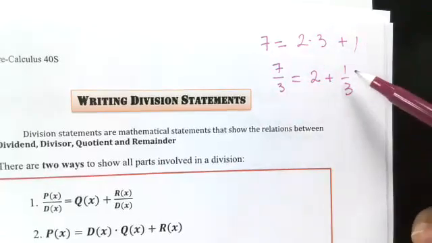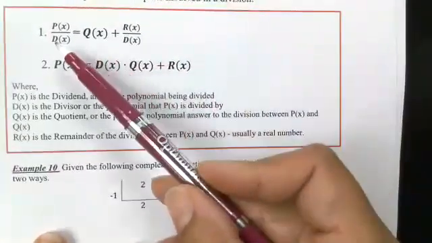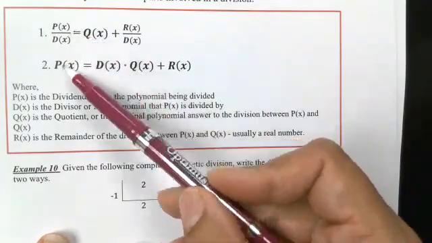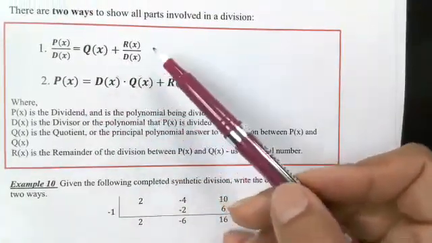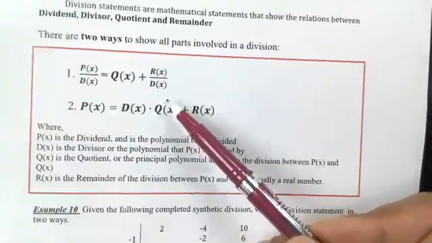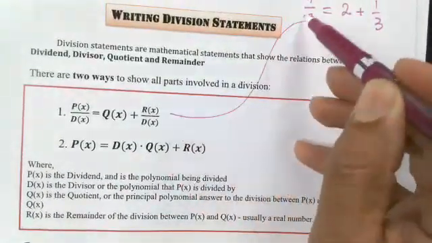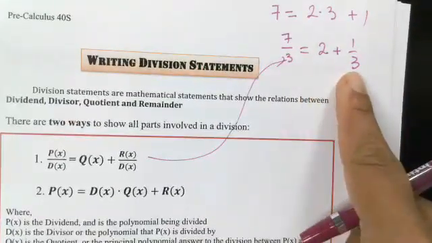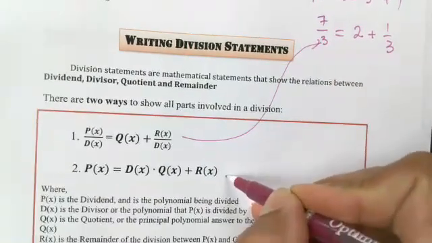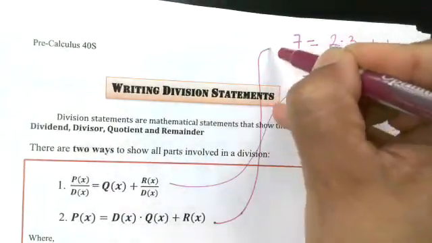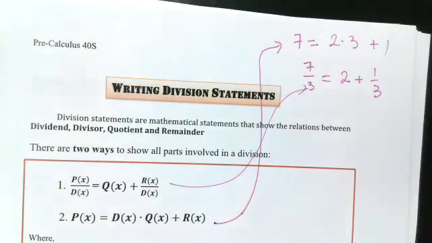So this fancy notation that you have right here, P of x divided by D of x equals Q of x plus R of x over D of x. It's just a fancy notation for that form, right? There, the 7 over 3 equals 2 plus 1/3. Make sense? And then this fancy notation here is corresponding to that statement. That number 7 can be written as 2 times 3 plus 1.